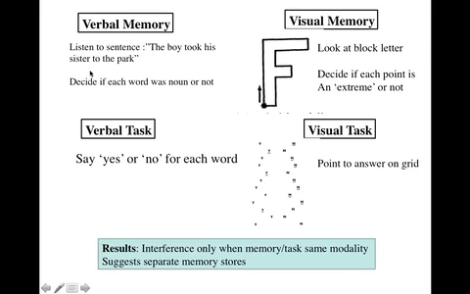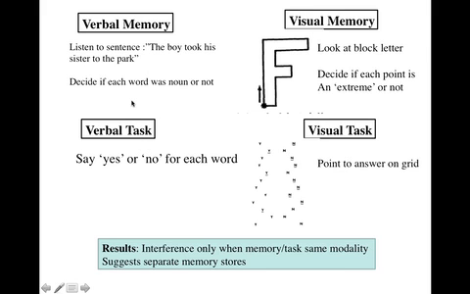A person might have to do a verbal memory task, listen to a sentence, and then decide if each word was a noun. So you're thinking about the sentence. Or you have to do a visual memory task, in which case here's a letter, and you have to do something with that letter in memory. And then you either do a verbal kind of response, where you say yes or no to the question, or point to an answer on a grid. You could have a verbal memory task and then do the verbal procedure, or you could do a verbal memory task and do the visual procedure, or vice versa.